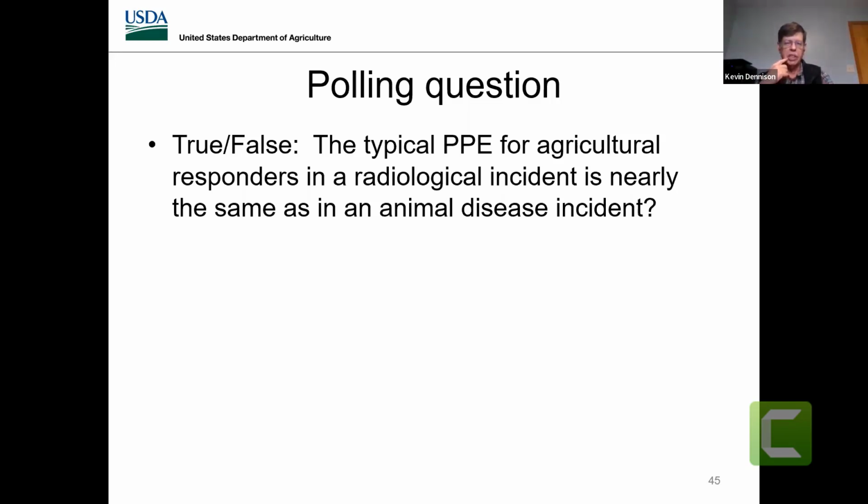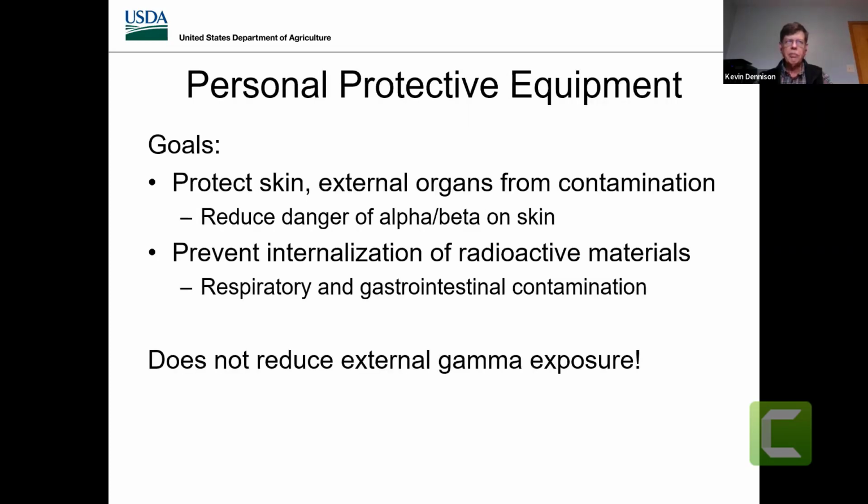The answer is it's almost the same. The only real difference is that nuclear power plants tend to use N100 masks instead of N95, so they're a little bit thicker. But really, it's the same thing. You're just trying to avoid inhaling or ingesting. And so PPE, Tyvek, gloves, boots, hood, a respirator, it's just really the same. So when it comes to PPE, it's really almost the same.